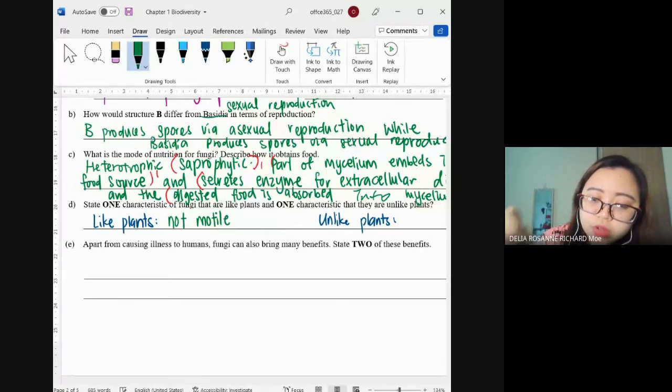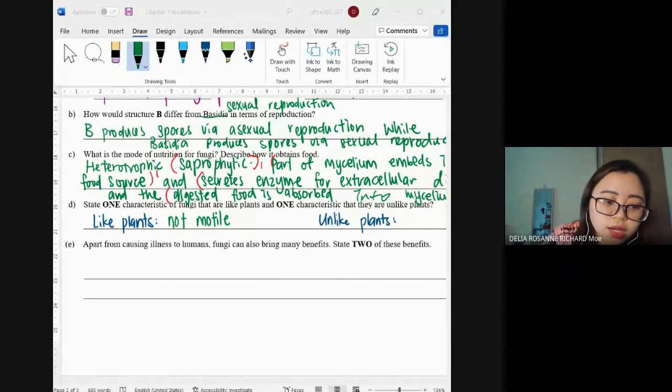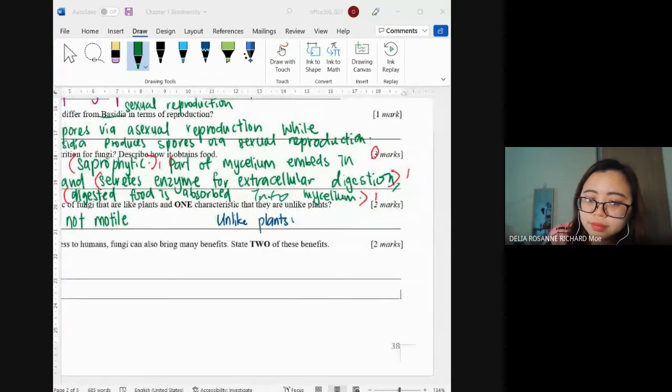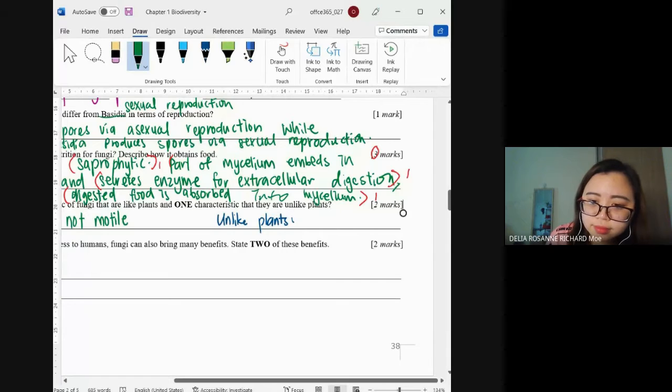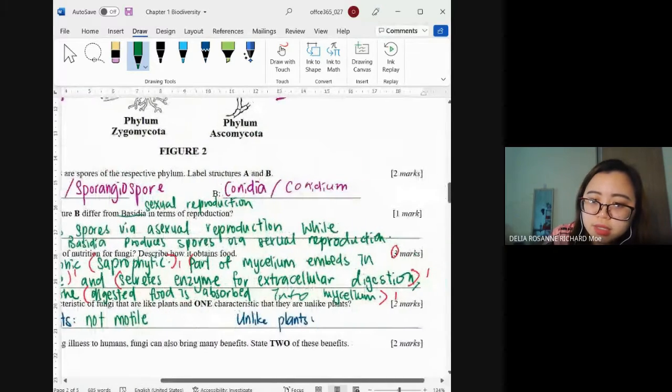So seperti tumbuhan, fungus tidak boleh suka-suka hati bergerak. Okay, so other examples of traits that are like plants, you can also say that it's eukaryotic, it's multicellular, it has cell wall. Boleh juga. Okay, so let's talk about the stuff that are unlike plants. Apa lagi yang tidak macam? Anyone? Answer for unlike plants?